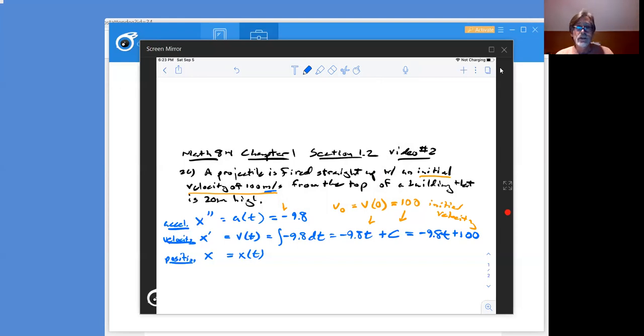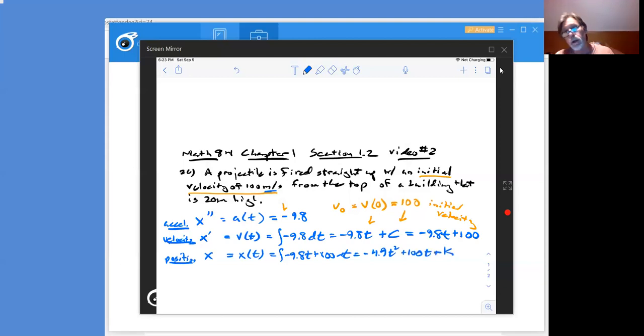We're not done. Let's go one more step and integrate one more time. We're going to integrate negative 9.8t plus 100 dt. And when we do that, we get the famous negative 4.9t squared, plus 100t, and then plus some other constant k maybe.